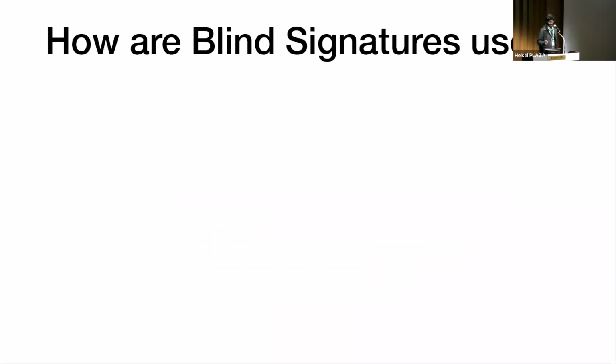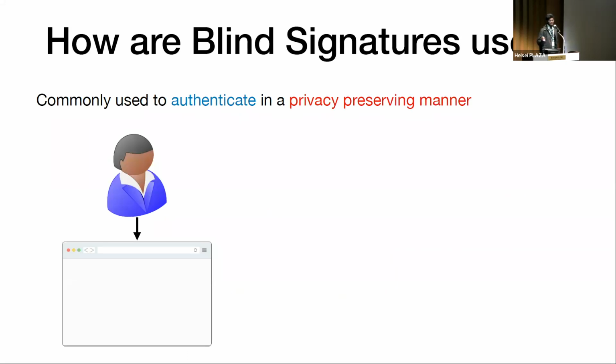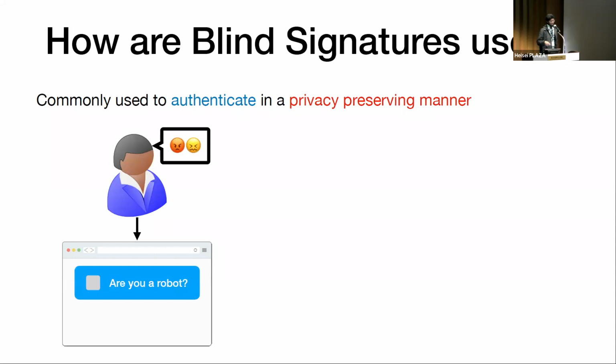Great. So, suppose you had blind signatures. How are these companies and countries really using these things, right? A very common application is to authenticate in a privacy-preserving manner. What do I mean by this? I'll go in with an example. So let's say Alice wants to visit a website, right? She's going to go type in her address, but bam, she's going to get thrown with a CAPTCHA. Alice is going to be angry and frustrated, as I would be as well.